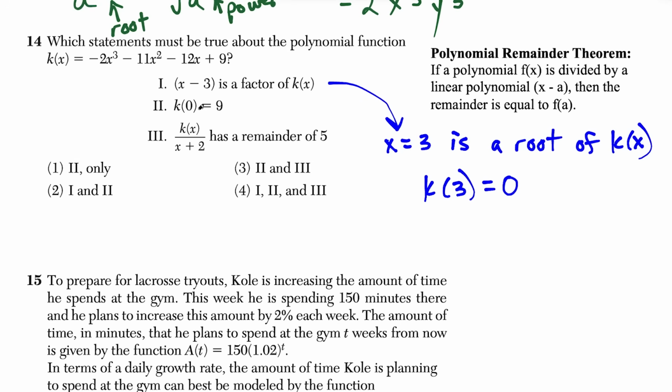Now, Roman numeral 2 is definitely true because 2 shows up in every answer choice. But let's see why. K of 0 would tell us to plug in 0 for every x, and that is equal to 9. And that's true because all of these terms here would wipe out and we would be left with 9 at the end. So Roman numeral 2 makes sense.